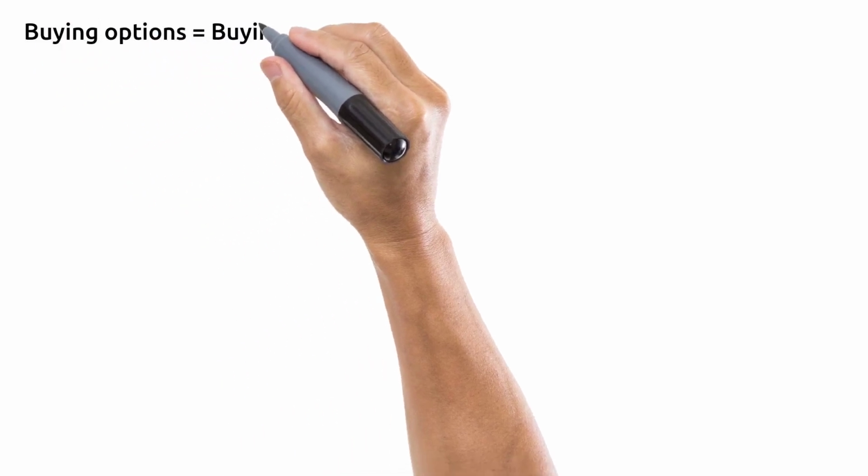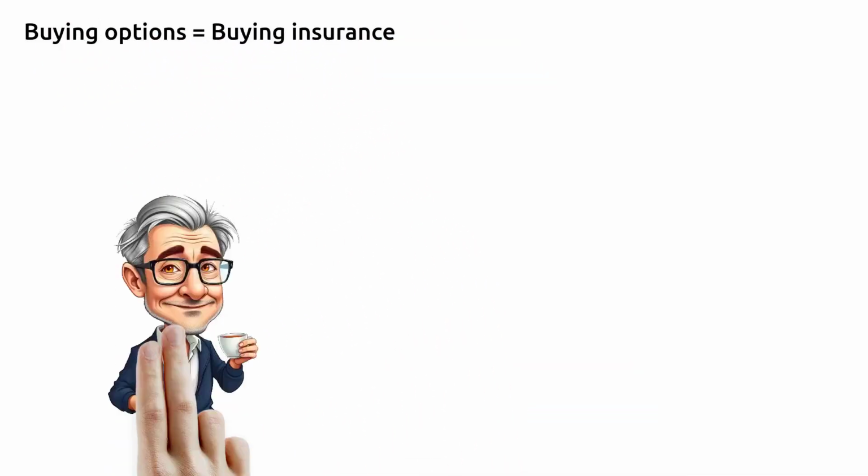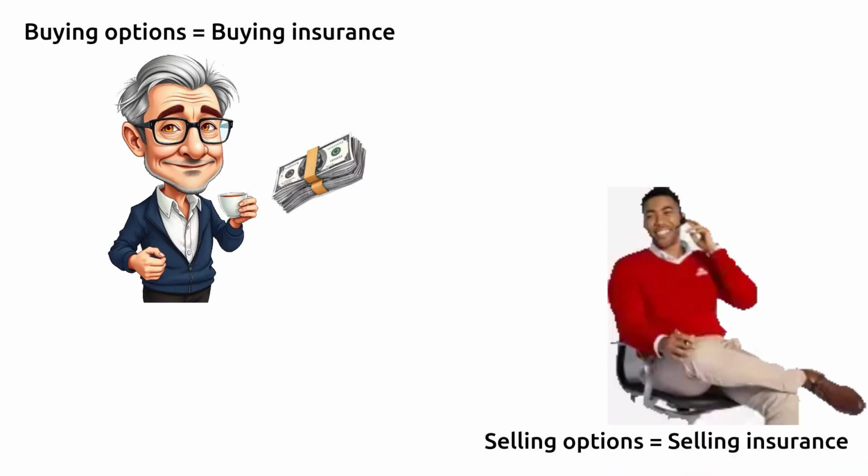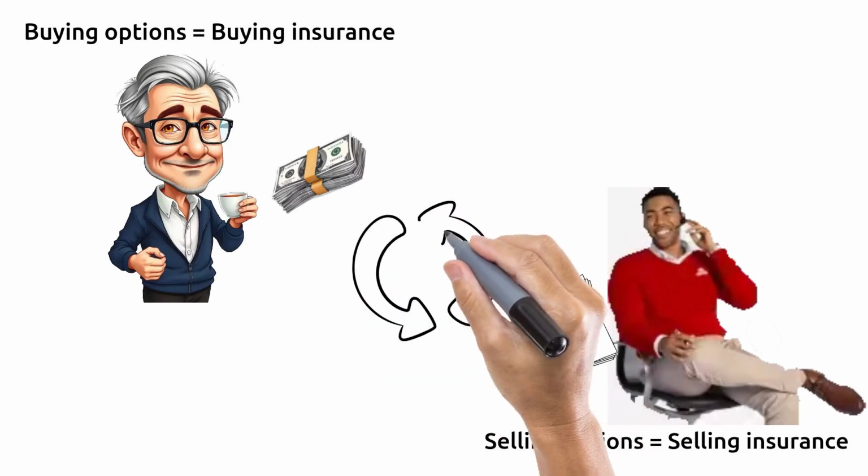Welcome to Chapter 3 on Basic Options. There's a lot in this chapter, so we're going back to the insurance analogy from Chapter 1 to better understand how options are priced. Remember, buying options is similar to buying insurance, and selling options is like being Jake from State Farm.